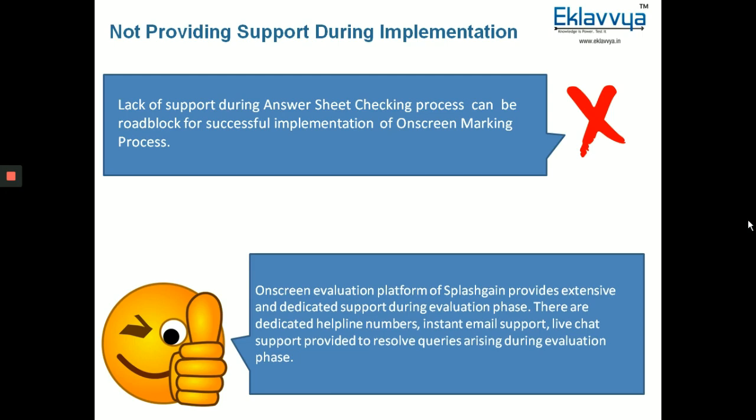If your university is adopting on-screen evaluation system on large scale where hundreds of evaluators are going to do digital evaluation of answer sheets, then it is essential to have support system in the form of live chat, helpline phone, email support to resolve queries of the evaluators.